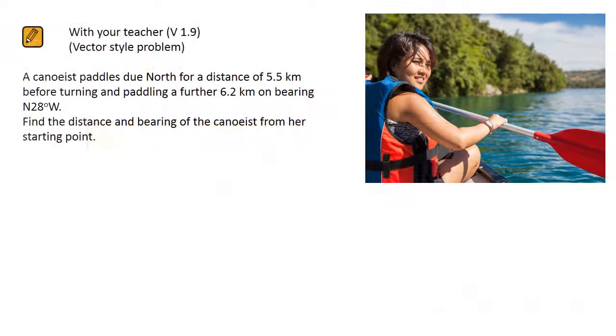The questions that we're working with in this video are called vector style problems. A canoeist paddles due north for a distance of 5.5 kilometres before turning and paddling a further 6.2 kilometres on bearing north 28 west. We need to find the distance and bearing of the canoeist from a starting point.